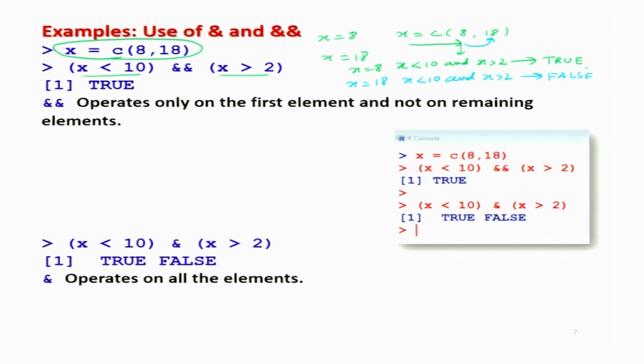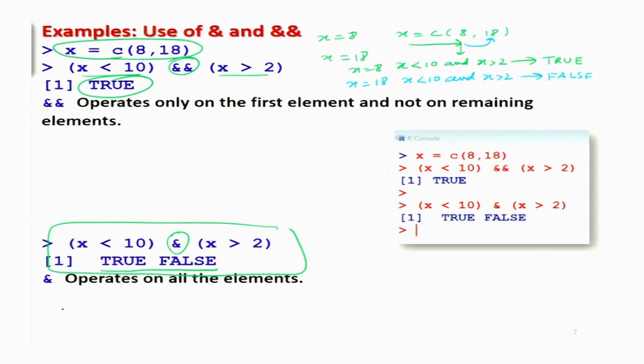But what do you observe? If you try to operate this on the R console here, and if you use 2 AND operators, the answer is coming out to be true, only the first one. On the other hand, if you choose the same x and operate the same condition with a single AND here, then the answer is coming out to be true and false. You can see here.